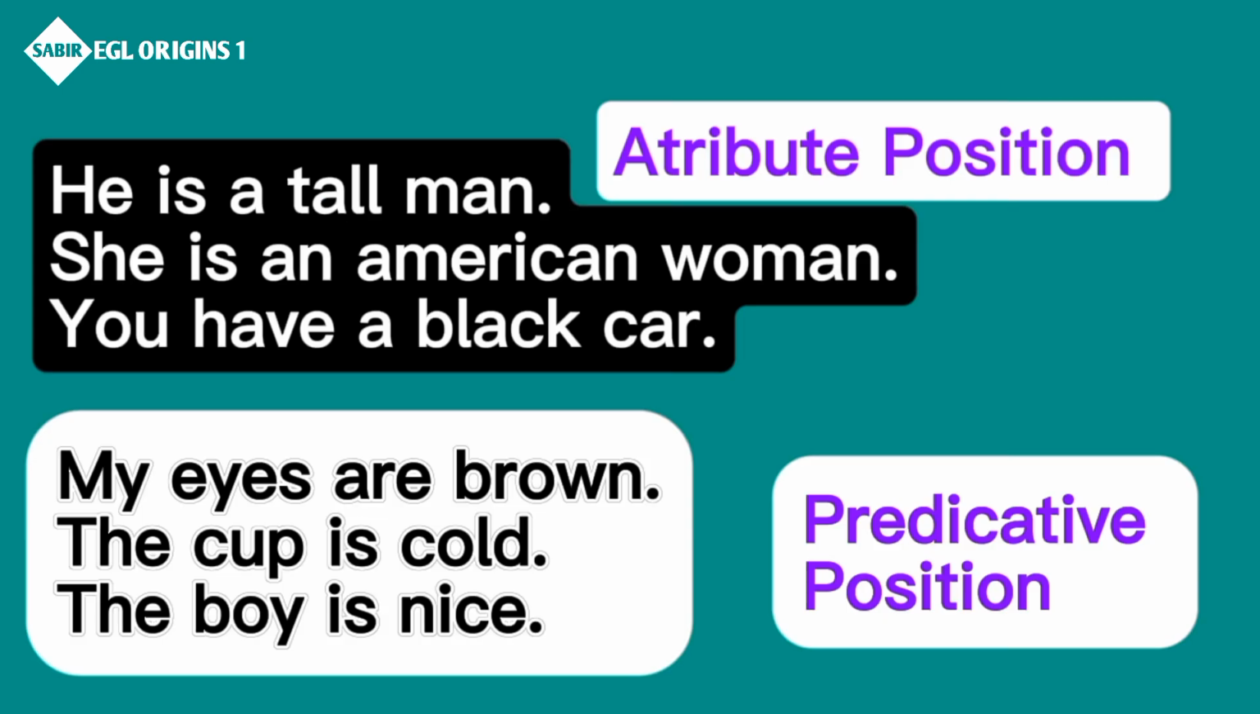Now, in the first three sentences, it's the attributive position. I have told you earlier in this lesson, remember, the adjective comes before the noun. And in the last three sentences, it's predicative position, the adjective comes after the noun or verb.